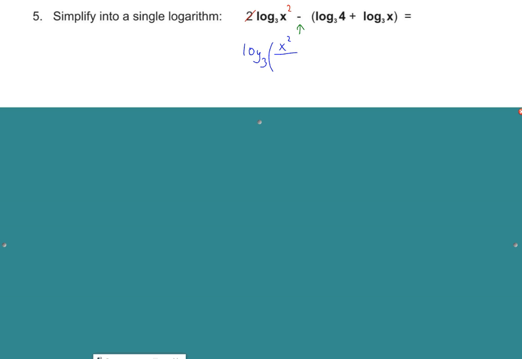And my denominator is 4x. All right? Because of that parentheses and the log 4 base 3 plus log x base 3. Does that make sense? So I undid, went backwards the other way, made it a single logarithm. Any questions on that?